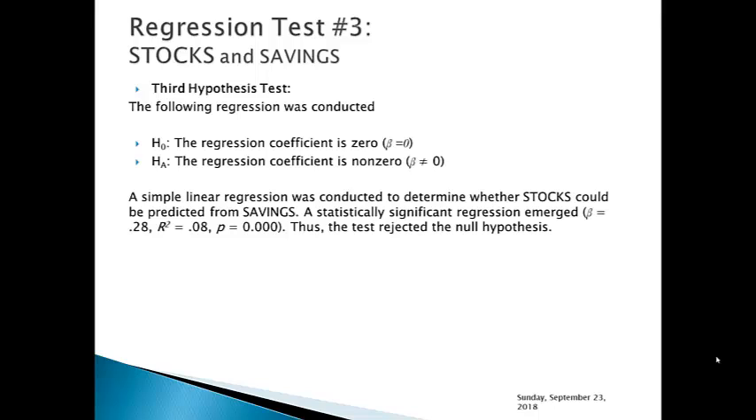The final regression test, number 3, that was conducted was between stocks and savings. In the null hypothesis, the regression coefficient is 0, that's beta is equal to 0. In the alternate hypothesis, the regression coefficient is non-zero, that's beta is not equal to 0. A simple linear regression was conducted to determine whether stocks could be predicted from savings. A statistically significant regression emerged where beta is equal to 0.228, R squared is equal to 0.08, then p is equal to 0.000. Thus, the test rejected the null hypothesis.